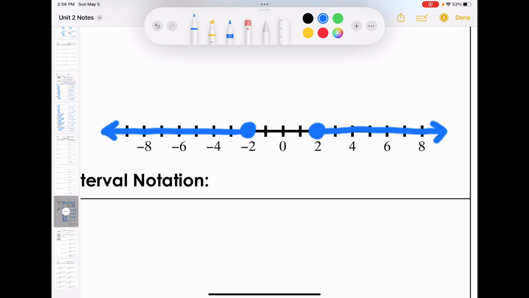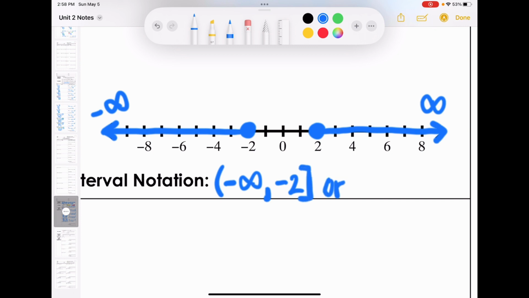Okay, remember, if your graph points to the left, that's negative infinity. And if it points to the right, that's positive infinity. So for interval notation, you always start with the one that's pointing to the left. So that's going to be parentheses, negative infinity, comma, negative 2 with a bracket because it's a closed circle. And then bracket positive 2 because it's also a closed circle, comma, positive infinity with a parentheses.